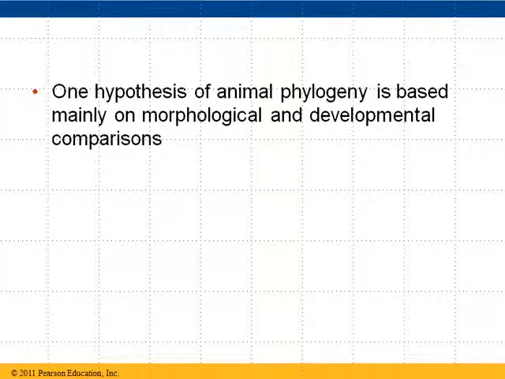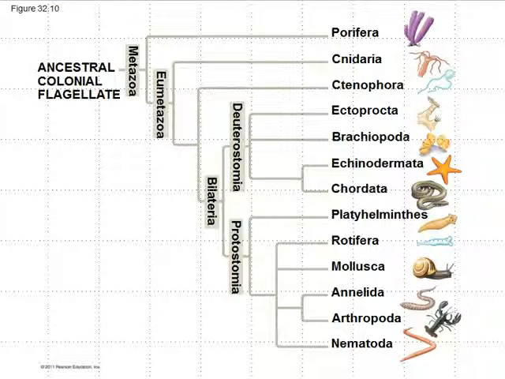One hypothesis of animal phylogeny is based mainly on morphological and developmental comparisons. This would be the same sort of methods we've used for perhaps 200 years. If you look at it this way, this is a view of animal phylogeny based on morphological and developmental comparisons. You basically get a branching phylogeny that looks like this. And this is probably the one that most people are most familiar with and the one that's most often used.